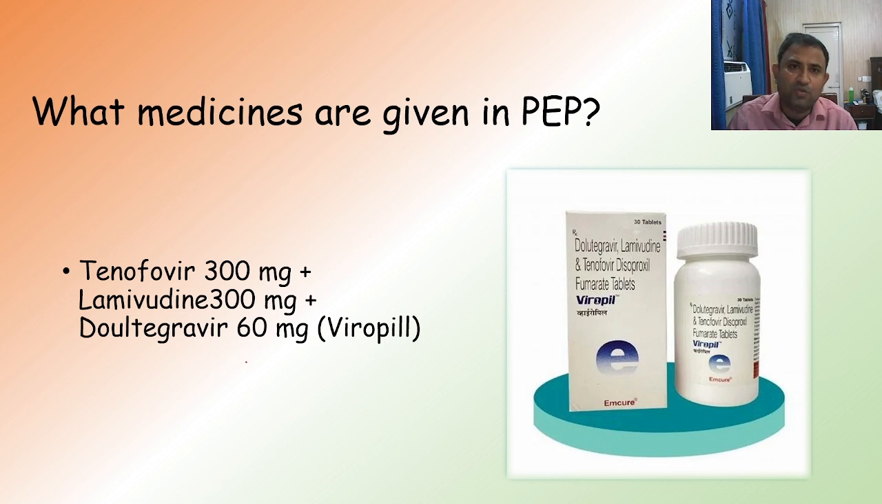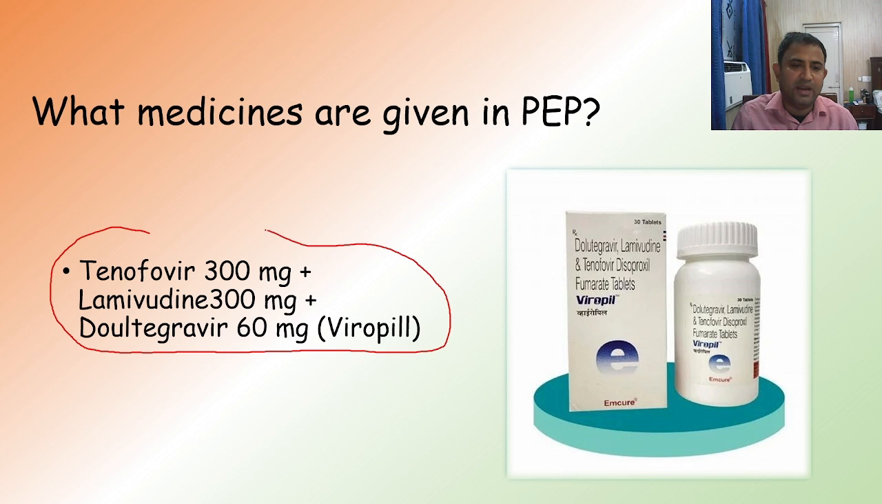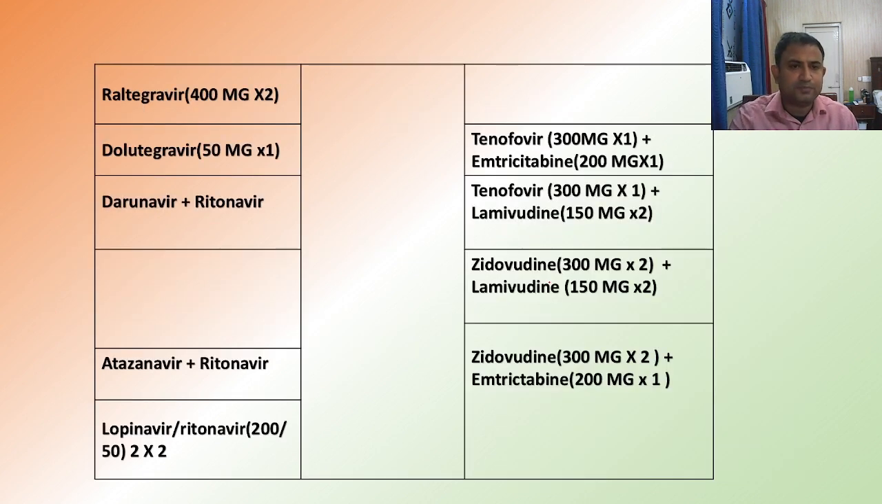Now, what medicines to give in PEP? In my institute, I recommend the following combination. It is tenofovir plus lamivudine plus dolutegravir. In case you are having difficulty remembering all these names, the ideal is to remember only Viropil. Virus plus pill, Viropil, made by MCure. This contains a fixed drug combination of dolutegravir plus lamivudine plus tenofovir. One tablet once a day, good enough.